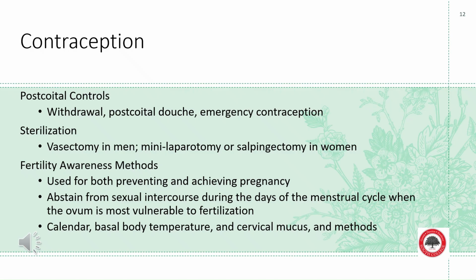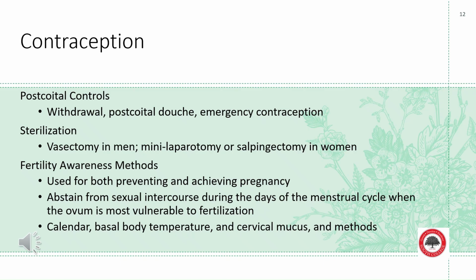Female sterilization can be performed in several ways. They can do a mini laparotomy, and that's usually done postpartum. And the procedure can also be performed laparoscopically through a small incision. Both of these require general anesthesia. Salpingectomy can also be done at the time of a cesarean section.